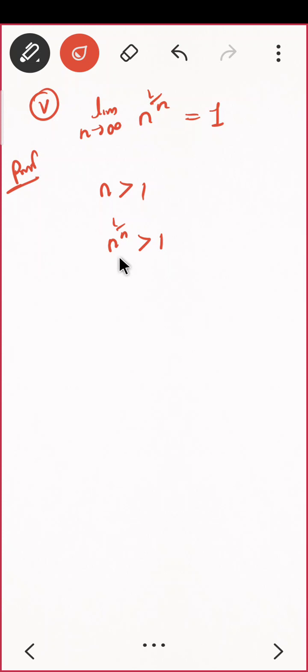Correct? If it is greater than 1, what am I going to write? As per the trick we are using all the time, n raised to 1 by n will be 1 plus something. But that something will depend on n. I hope that is clear to you. It is not a constant, it is not just e, it will depend on n, so I'm writing e n just to make sure that it depends on n.